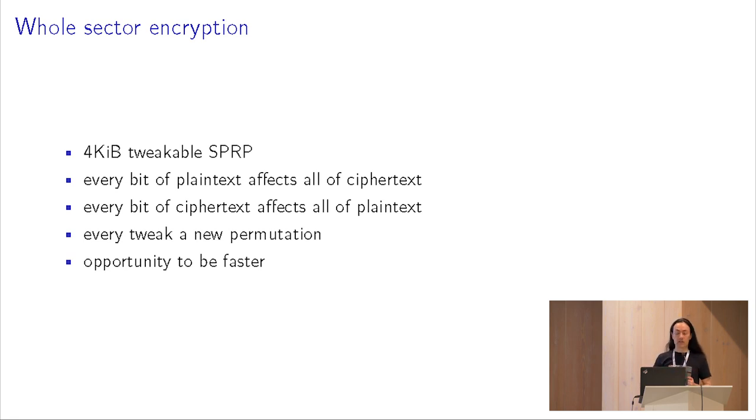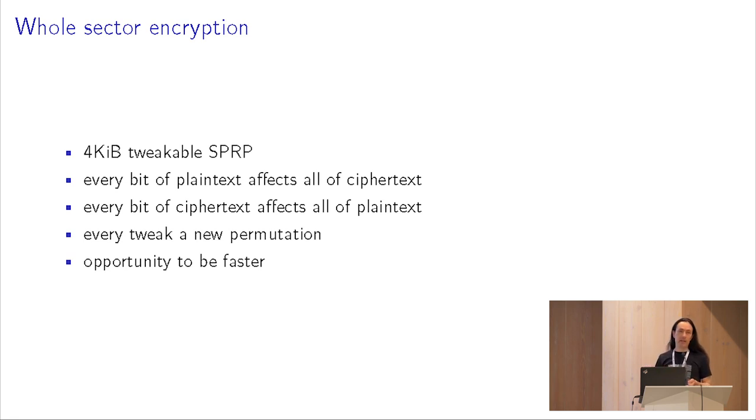We can achieve a better security guarantee if our super pseudo-random permutation is applied to the entire 4 kilobyte sector. So a change to any bit of the plaintext in that sector affects the entire ciphertext and vice versa. And for every tweak, it should appear to be a completely new permutation. Not only does this give us better security properties, it gives us an opportunity to be faster. Because we're operating in a much larger bulk on the data, we can use primitives that work in bulk and give us greater speed in bulk.